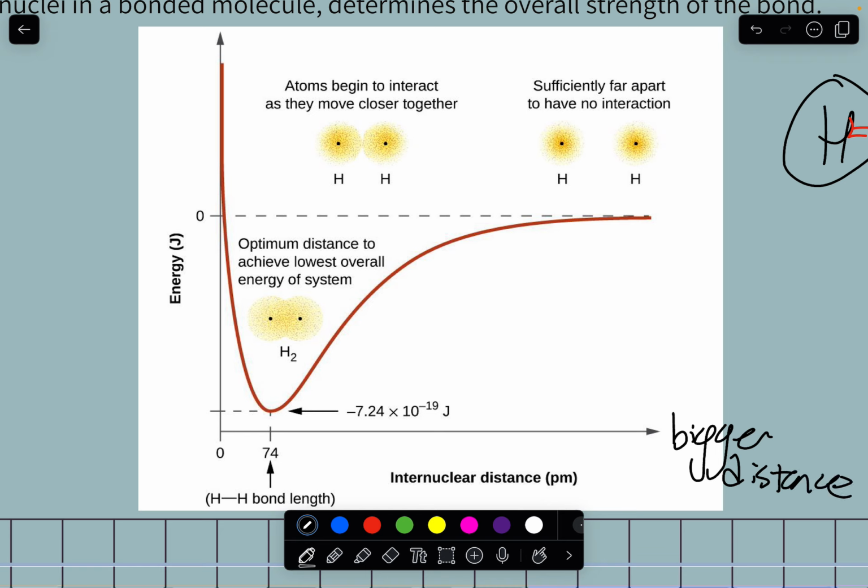And then for the y-axis, this one's a little weird. We're not starting at 0 down here. Our 0 is up here, kind of in the middle of the graph. So as we go up, that is more energy. As we go down, it is less energy. Okay? So be careful when you're reading these graphs. You will have negative energies down here.